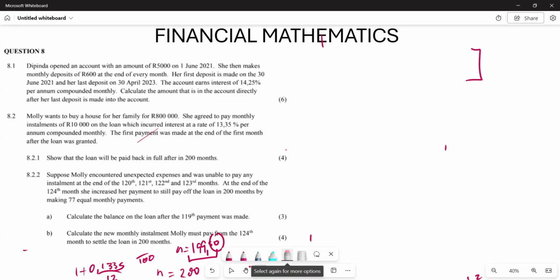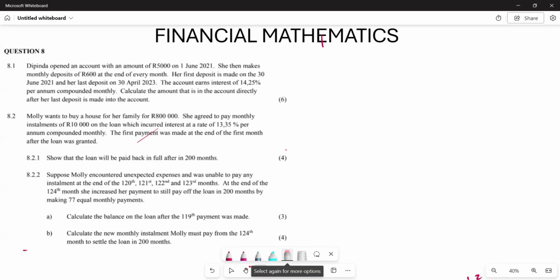The first question there is, suppose Molly encountered an unexpected expense and was unable to pay any installment for the 120th, 121st, 122nd and 123rd months, right? Which means basically she missed 4 months of payments. At the end of the 124 months, she increased her payment to still pay off the loan within 200 months by making 77 equal payments.